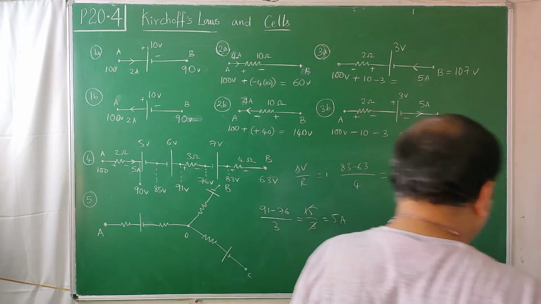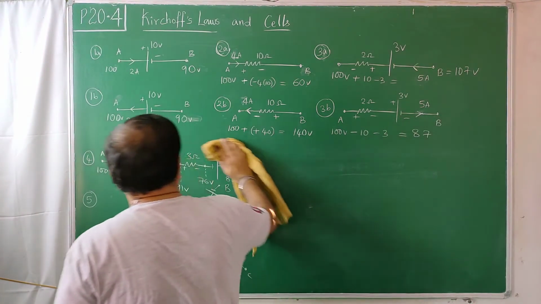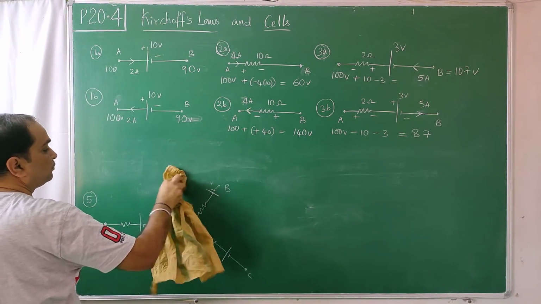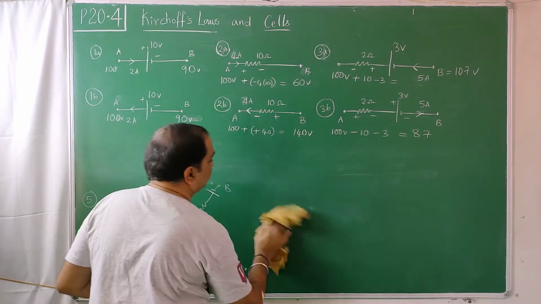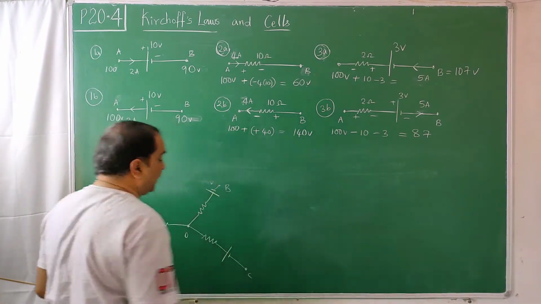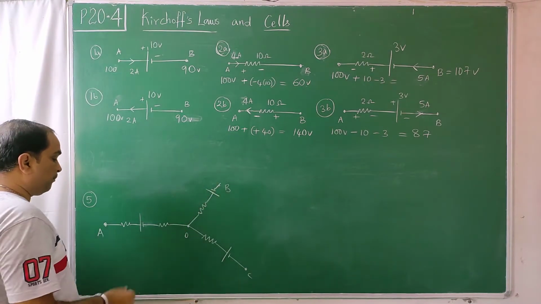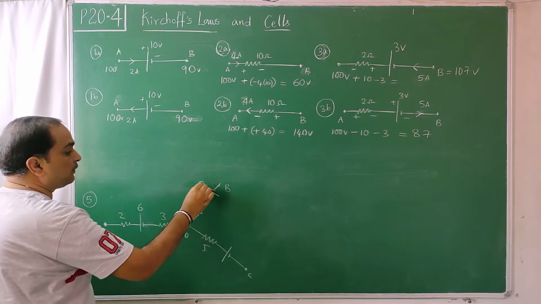Similarly, we will take another example. If you have branches, then what to do? Use some numbers as you like. 2, 3, 4, 5 ohms, 6, 7, 8 volts.